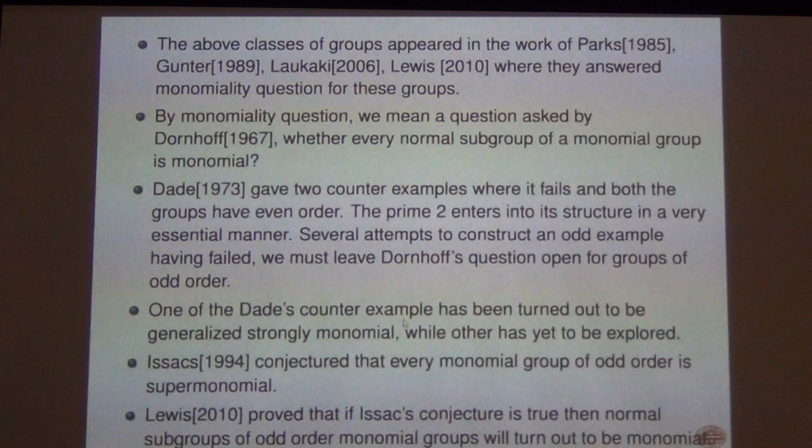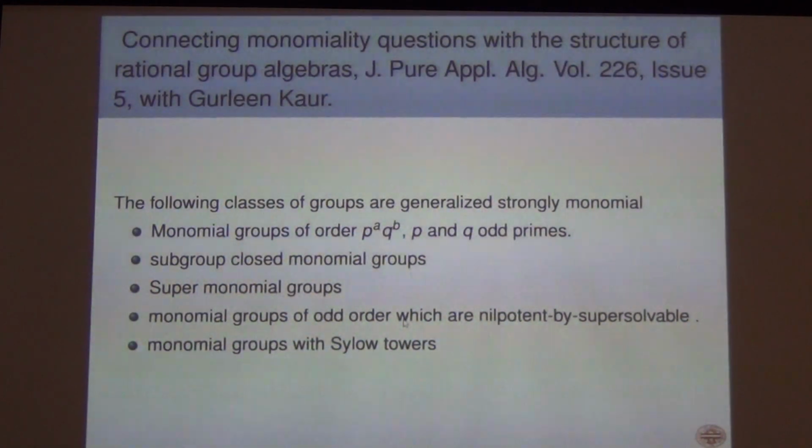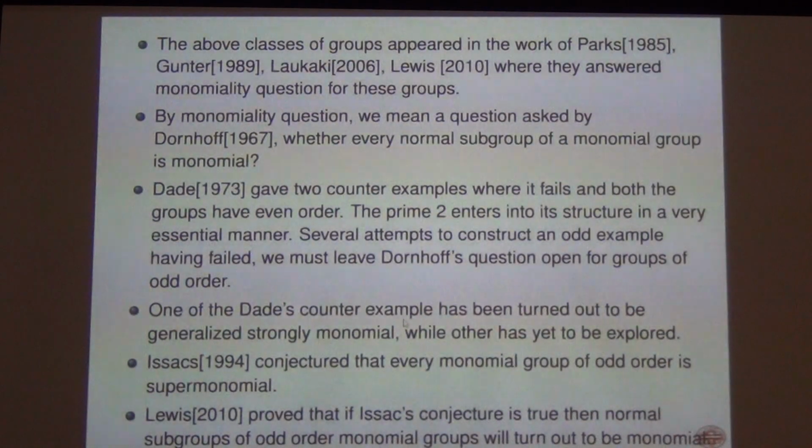So why did all these groups appear in our work? We searched the literature on monomial groups where the results are proved that some groups are monomial. So there, on monomial groups, the main question which was asked by Dornhoff was whether every normal subgroup of a monomial group is monomial. And it was answered in the negative. We have two counterexamples. And those two counterexamples had even order. One of those counterexamples, we proved that it is generalized strongly monomial. Other one, we have not proved so far, so we can't say anything. We got tired at the time.